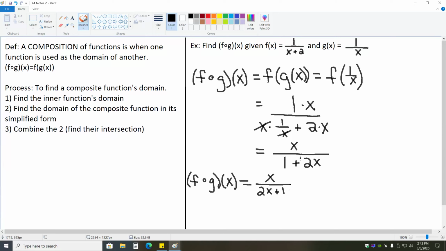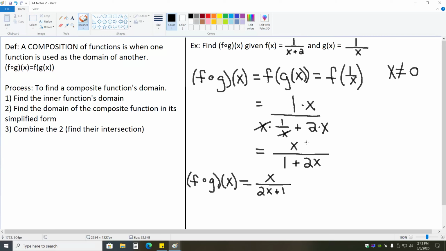Now we need to find the domain. And remember, our domain says we first find the inner function's domain. The inner function in this case is g. So the domain of g is the domain of 1 over x. So we're going to check, is there anything that causes division by 0 or a negative inside of an even root for 1 over x? Well, the only thing that we can find here is what causes division by 0. We get that by setting the denominator equal to 0, and that's already done for us. x cannot equal 0, otherwise you get division by 0.